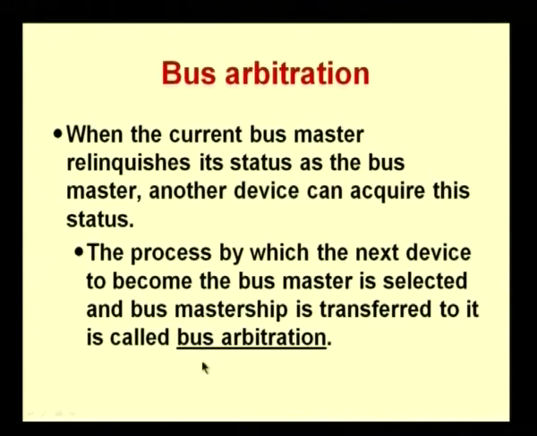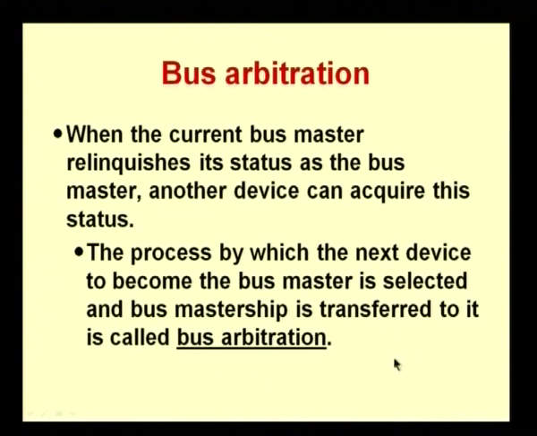Now, we are talking about any device, either the processor or a DMA controller, becoming the bus master and having the capability to initiate data transfers. So, this process of determining which device can become the bus master and which device is going to be allowed to do the data transfer next, that is what we call the bus arbitration mechanism. So, what does this require?